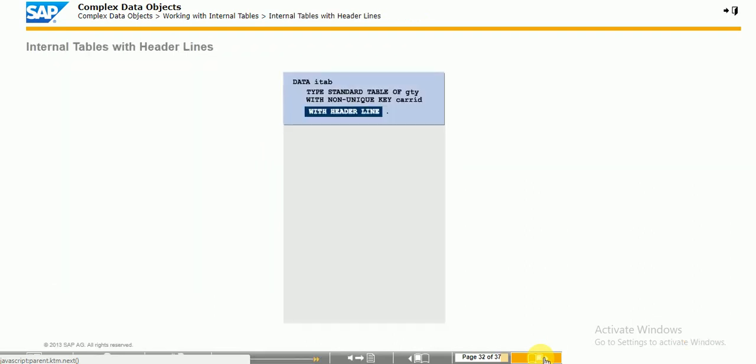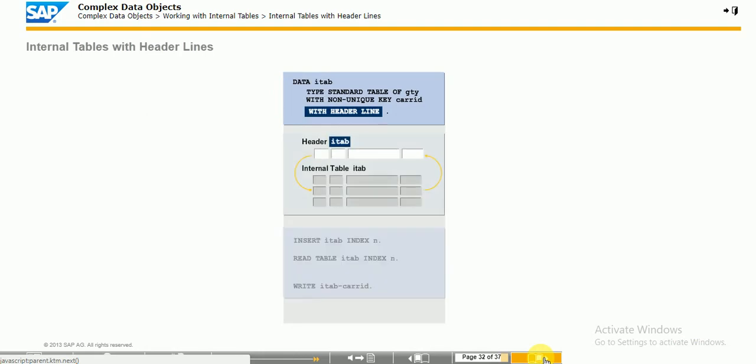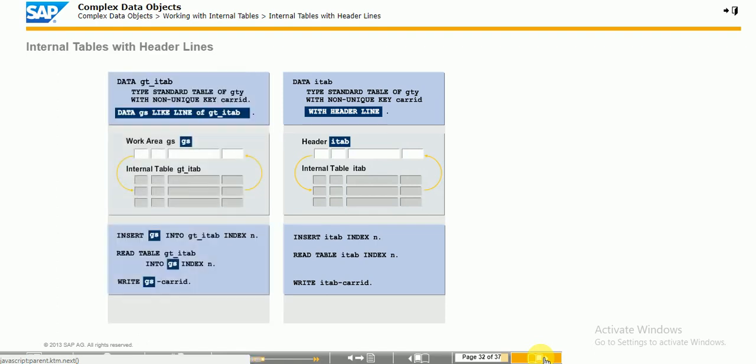Using the with header line addition within the definition of an internal table, you have the option of creating a table with a header line. When this is done, a work area, that is, a header row that suits the table, is created automatically so that an additional definition of the same is not necessary. This also simplifies the syntax of table commands, as the system always refers to the automatically generated work area, which no longer has to be specified explicitly.